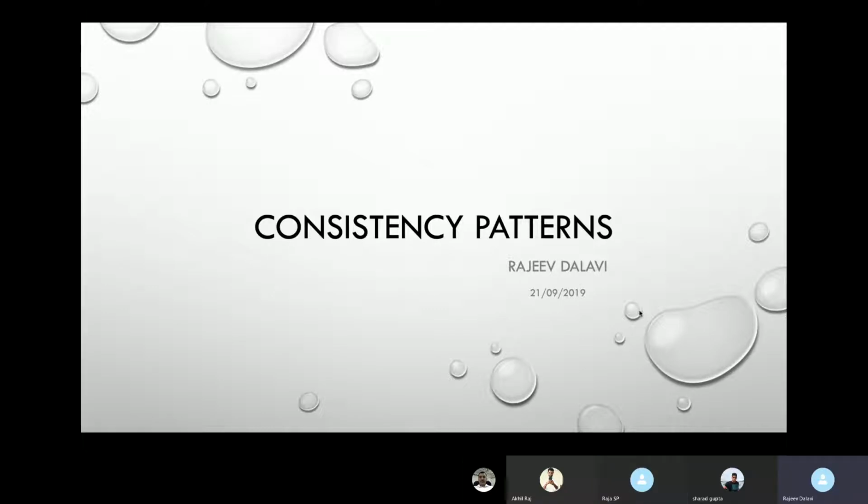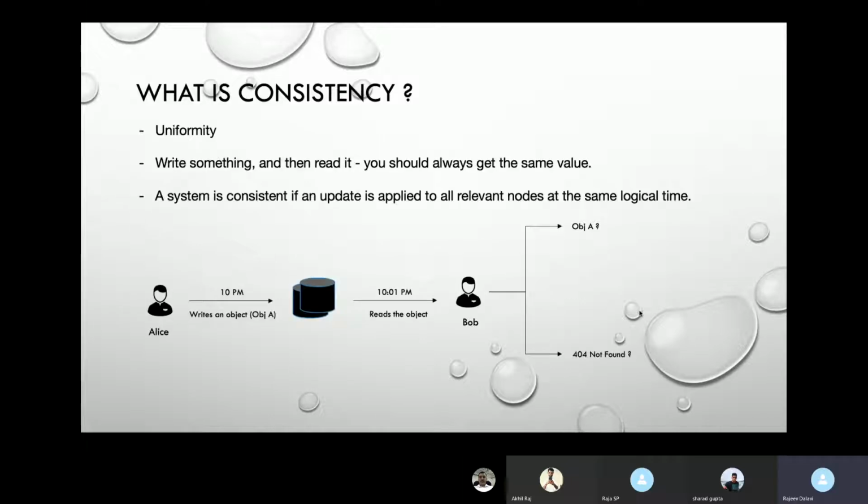Okay, so today we will be talking about the topic consistency patterns. Some of the things that we will be discussing today may overlap with what we discussed while talking about CAP theorem, right? So let's quickly look into what consistency means first, right?